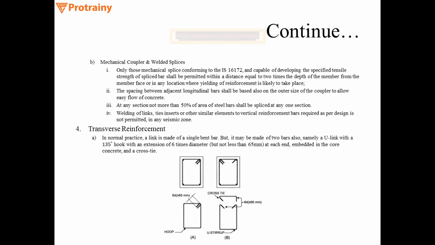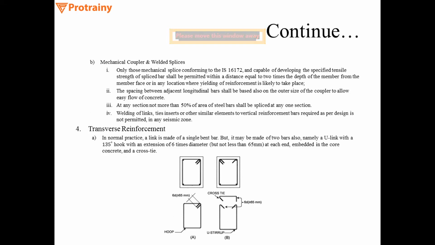So 6 times the diameter is as per the Indian Standard Code, but if you consider the American Standard Code, that would be 10 times the diameter. In several books it is mentioned as 10 times the diameter, but as per the Indian code, it is 6 times the diameter or not less than 65 mm at each end embedded in the core concrete and cross ties.